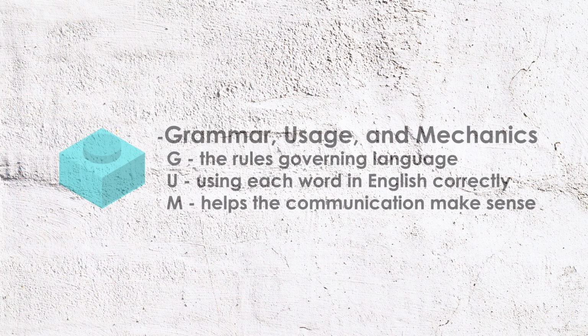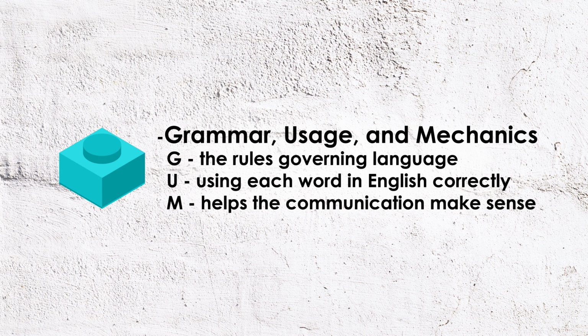Next, we have GUM, which stands for 3 different yet interwoven components. GUM is what helps us use the language correctly and make it understandable to others. The G in GUM stands for grammar, the rules governing language, putting the words in an agreed-upon order and using the proper form of each word with each other. For example, in a sentence, the subject and the verb must always agree. And if the subject is plural, the verb must also be in plural form.